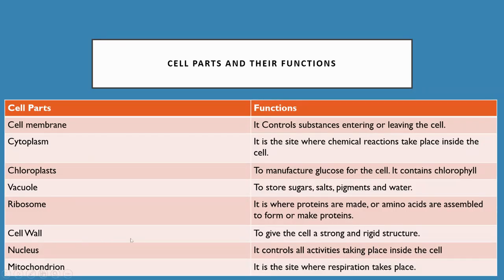Then the cell wall gives the cell a strong and rigid structure. It has large pores in it for substances to pass through, and unlike the cell membrane, it is freely permeable. Then we have the nucleus. The nucleus controls all activities taking place inside the cell. It has the genetic material, which is the DNA, and all the instructions that control the cellular activities. And lastly, we have the mitochondria, which is the site where respiration takes place.